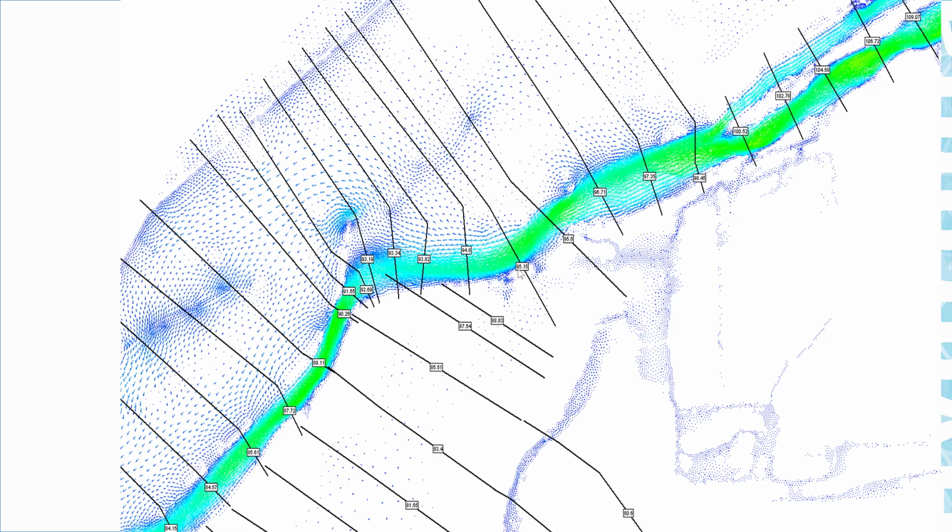So the main advantage of using a 2D model is that you don't have to pay attention to those details, because if you refine the mesh reasonably well in the floodplain, the model will tell you where the water is going.